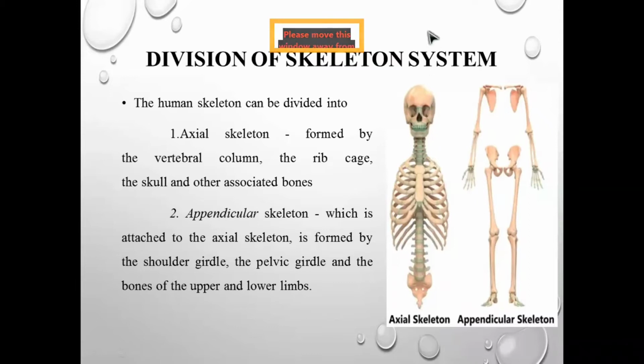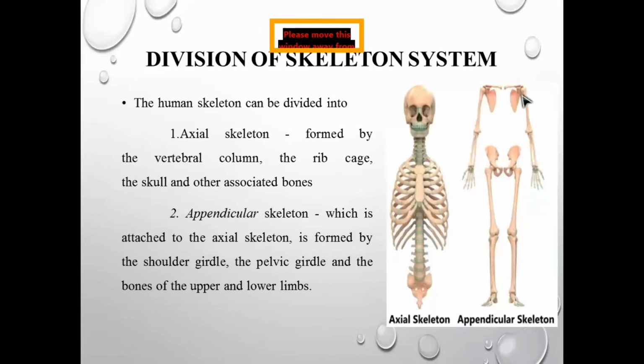So it acts as the axial skeleton system, and it is formed by the vertebral column, the rib cage, then the skull, and the associated bones. These are small bones after the vertebral column, and then the sternum also joins with this axial skeletal system.